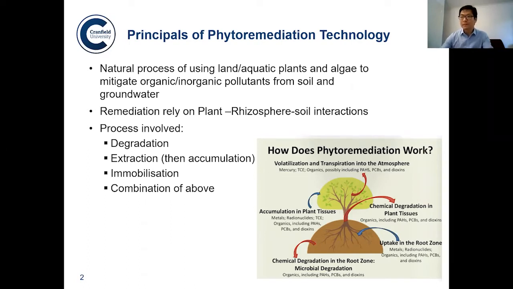And in some cases, for certain elements, when extraction is not possible, the root system will create a sort of negative pressure to restrict the mobility of such elements, so that will make the source pathway receptor link break in the middle, so that will reduce the environmental risk of that type of contaminants as well.